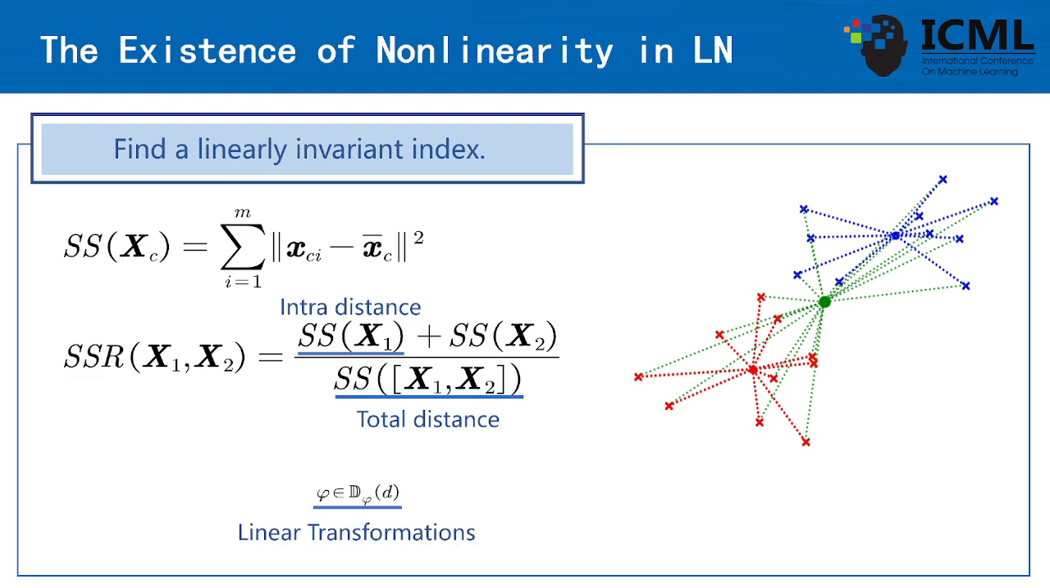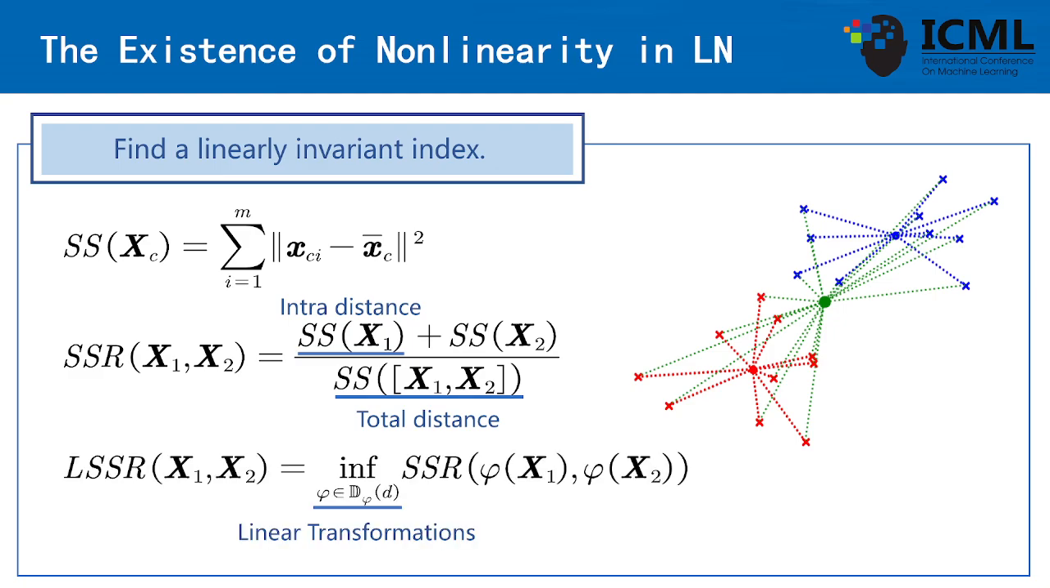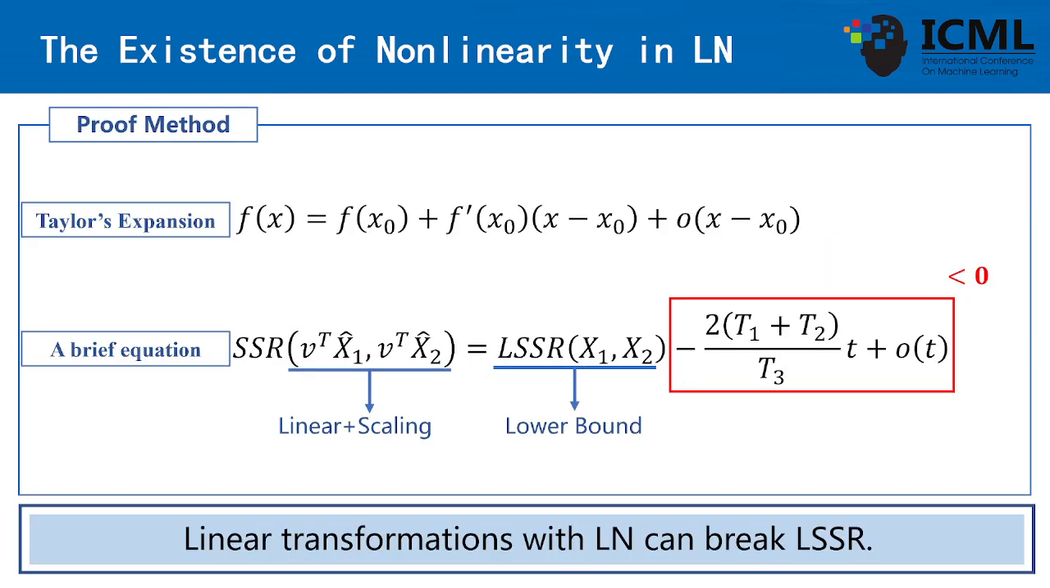Consider all linear transformations. We define the minimal SSR as LSSR. We can easily find that if we conduct a linear transformation on the two classes, the new LSSR will not decrease. But we proved that layer normalization can get a smaller LSSR, which shows the nonlinearity of layer normalization.